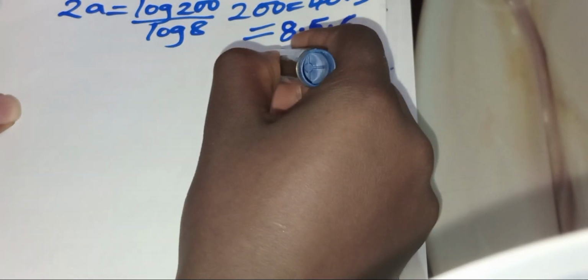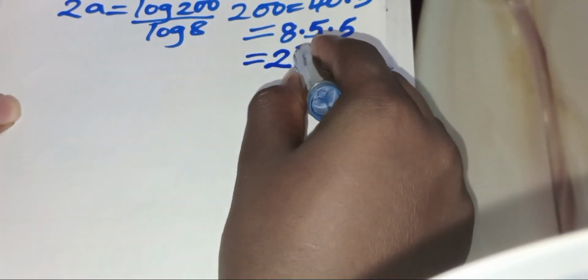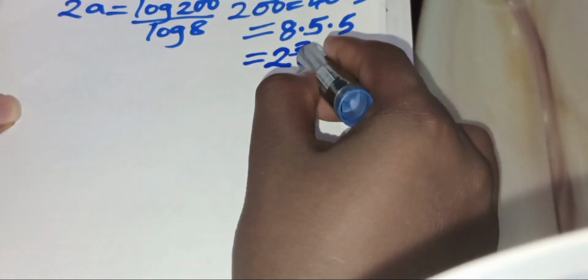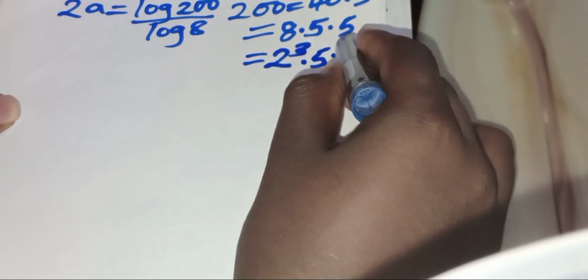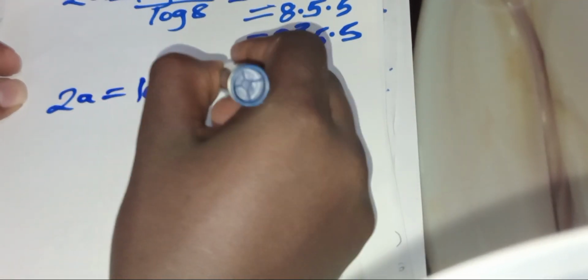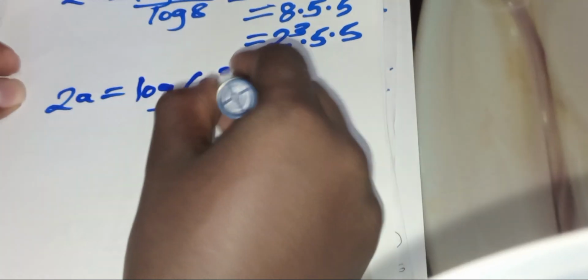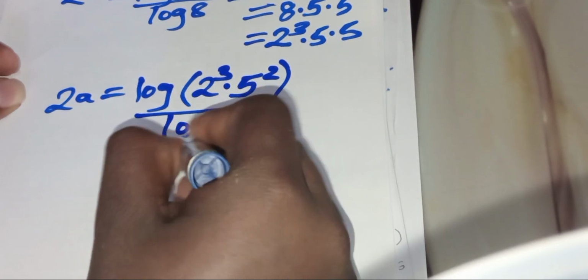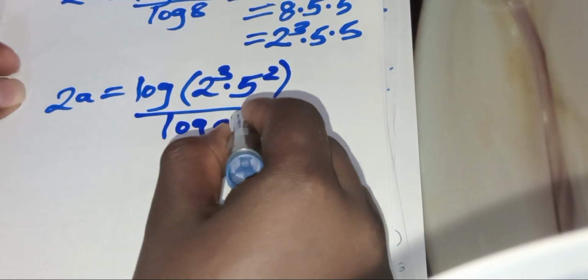At the same time, 8 can be expressed as 2 to the power 3. Now, 2 to the power 3 multiplied by 5 multiplied by 5 is the same thing as 200. Let's substitute this into the equation. We'll have 2a is equal to log of 2 to the power 3 multiplied by 5 to the power 2, divided by log 8. 8 is 2 to the power 3, so divided by log 2 to the power 3.